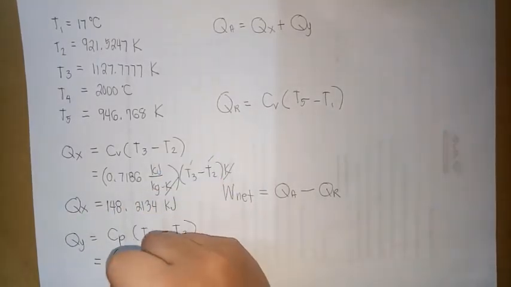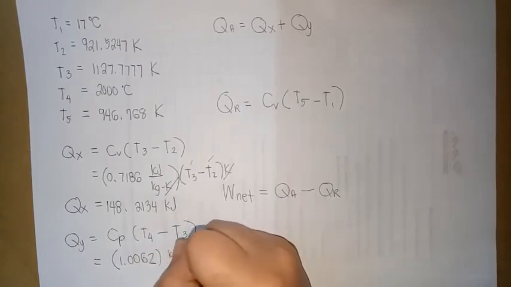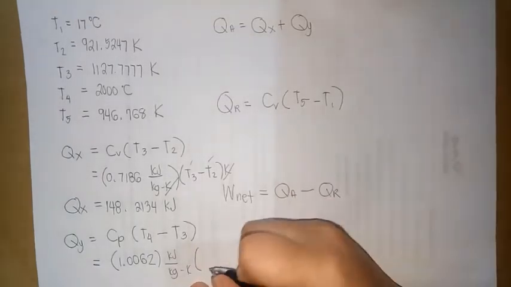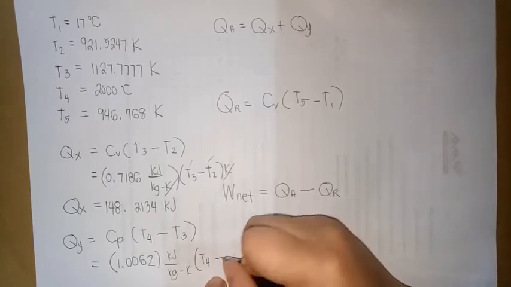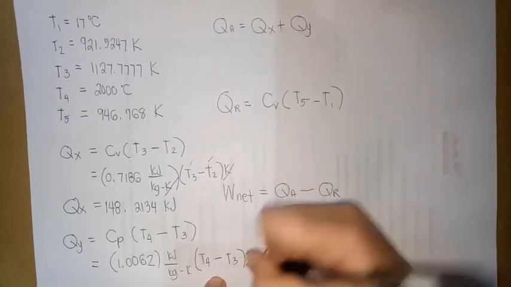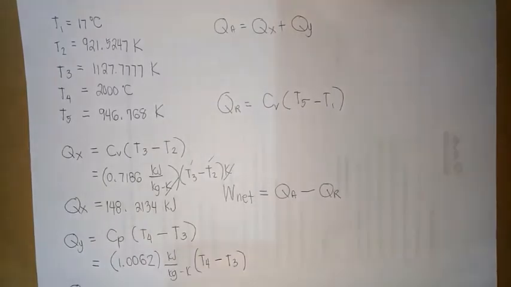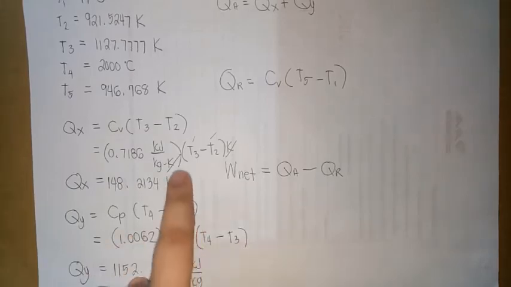Now, substitute naman dito sa QY para ma-solve natin. CP is 1.0062 kilojoules per kilogram Kelvin. T4 is 2,000 degrees Celsius minus T3 na 1,127.777. So, QY, therefore, is equal to 1152.3227 kilojoules per kilogram.